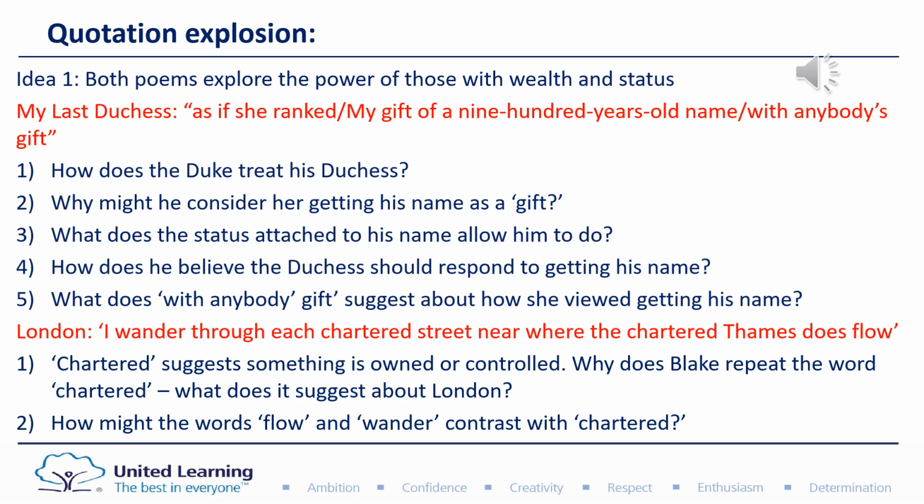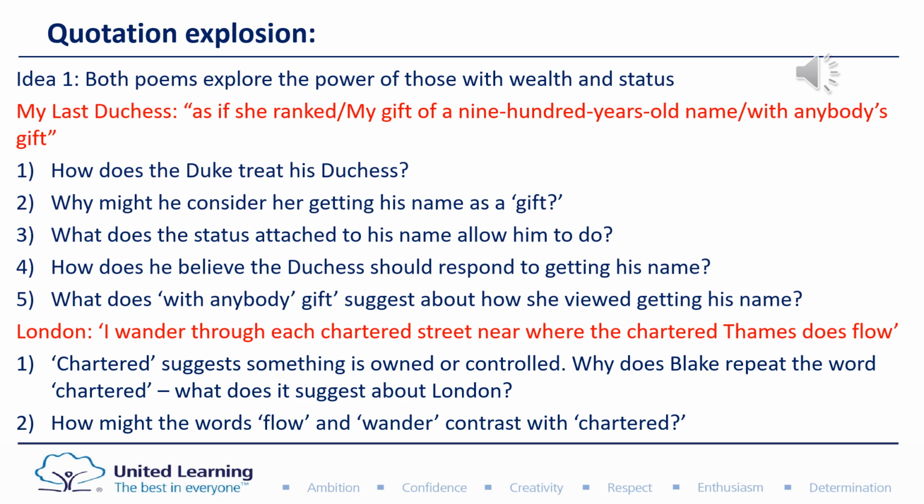We're exploring the idea that both poems explore the power of those with wealth and status. In My Last Duchess, we could use the quotation "as if she ranked my gift of a nine-hundred-years-old name with anyone's gift." We could start by thinking about how the Duke treats his Duchess. Why might he consider her getting his name as a gift? What does the status attached to his name allow him to do? How does he believe the Duchess should respond to getting his name? And what does "with anyone's gift" suggest about how she viewed getting his name?